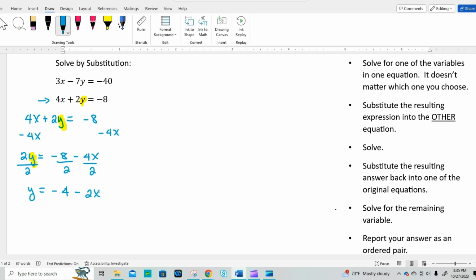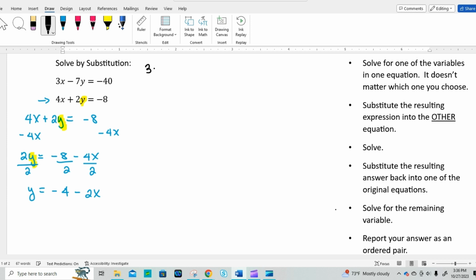So now I have one variable isolated. And it's not that this won't work if you end up with fractions, it's just that it's a more complex problem. So if you can make your work a little easier, it's probably a good thing to do that. So now I've got to substitute this into the other equation. So I used the bottom equation to solve for y. So I'm going to substitute the result into the top equation.